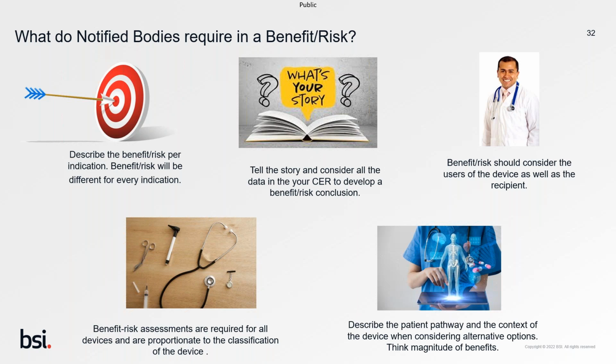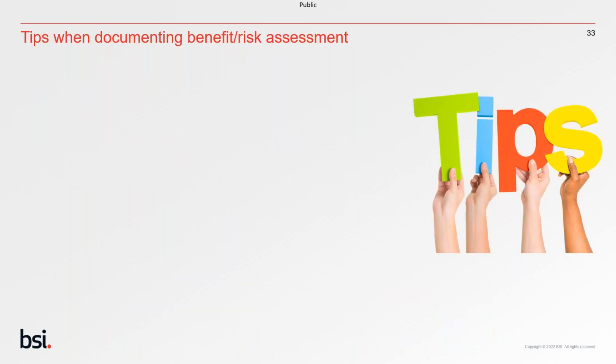And think about the patient pathway and the context of the device when considering alternative options. And again, think about the magnitude of benefit. Often, people think about the immediate benefits of a device, whether that's a diagnostic or a device required to treat a condition, for example, but there are magnitudes of benefit in terms of duration. And what is that duration? At 10 years, are patients still going to have the same amount of benefit? Is that benefit going to increase? Try to bring all that into your benefit risk argument.